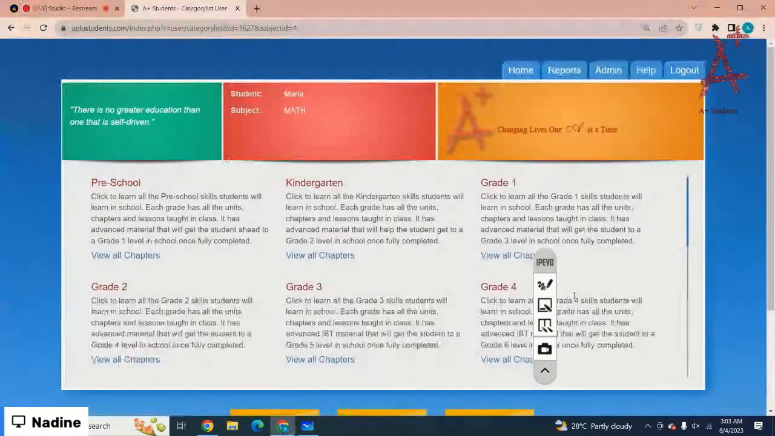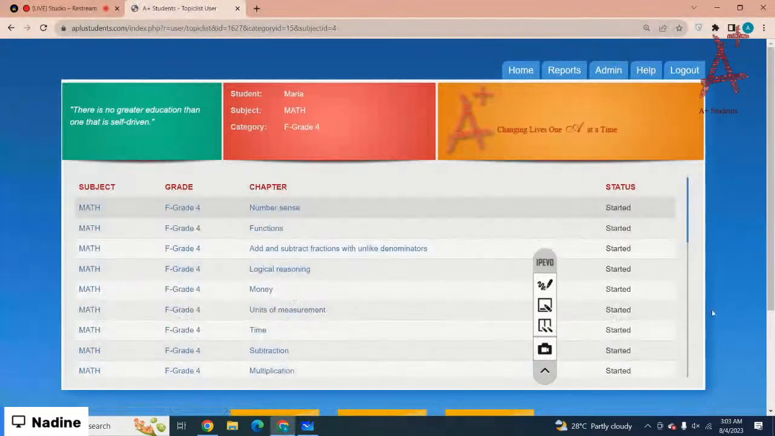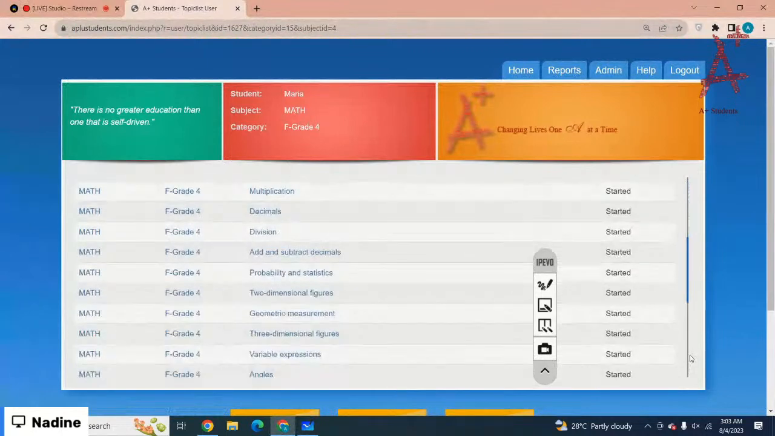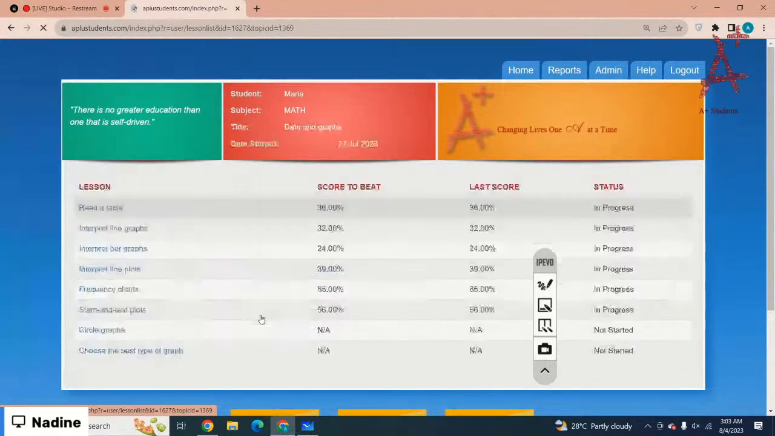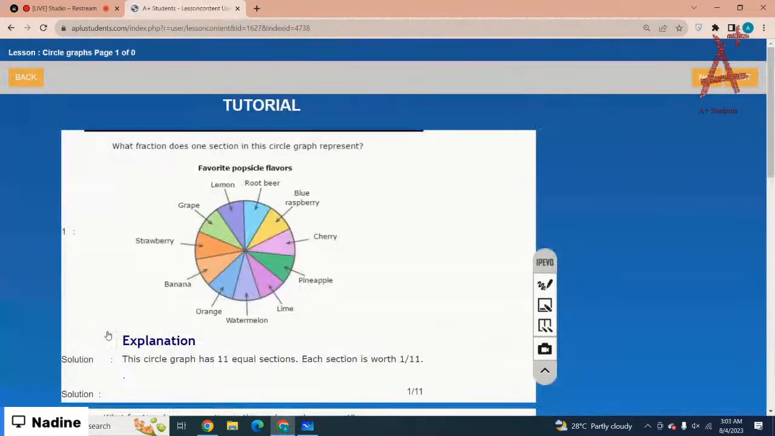So here I am on grade 4 math. Let's just start with the chapter data and graphs. Okay, let's just start with the lesson circle graph. Here it is. Let's just start with the lesson.